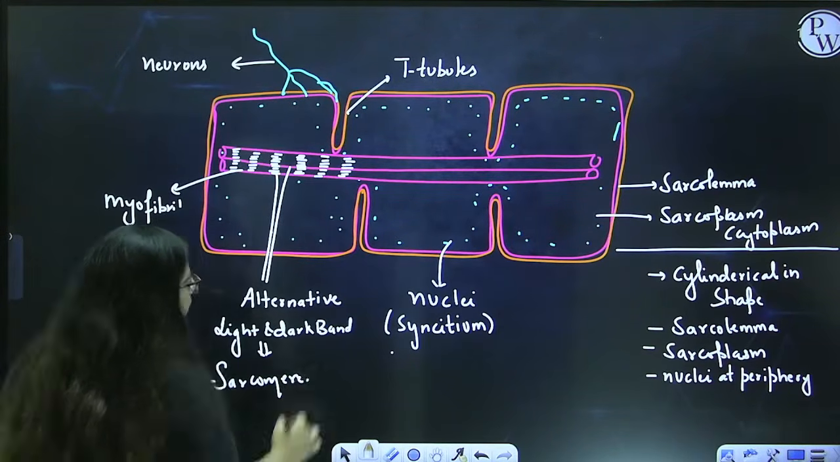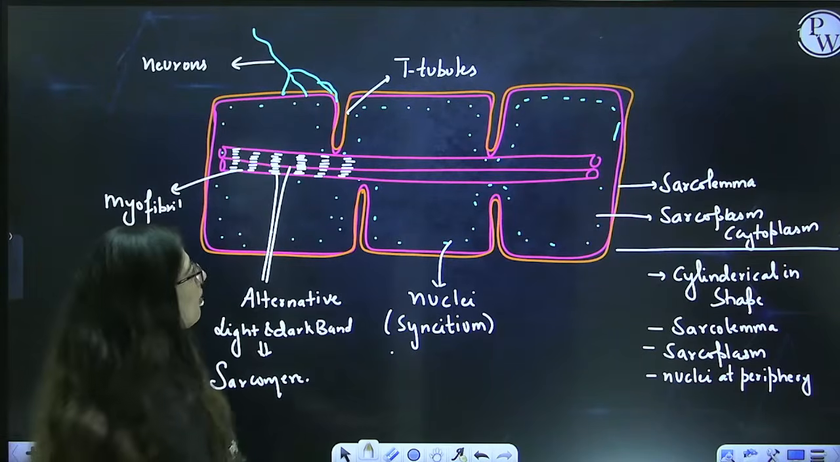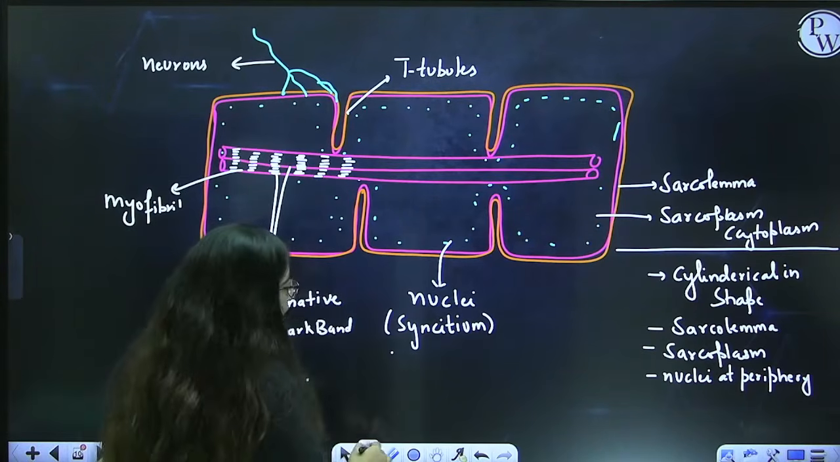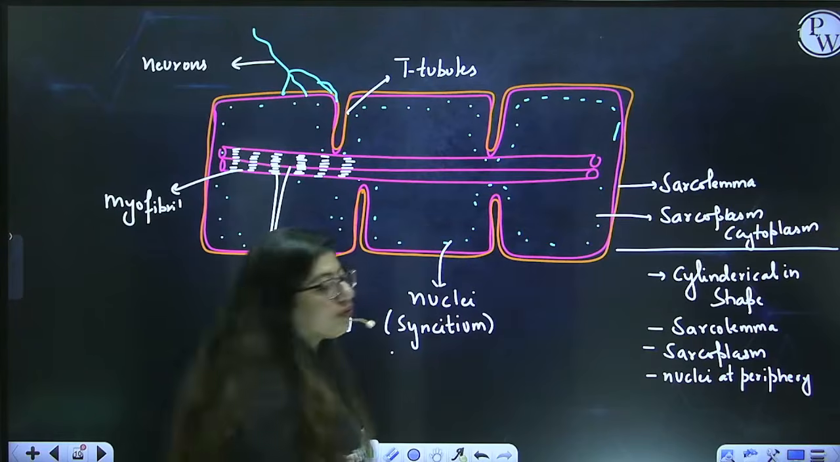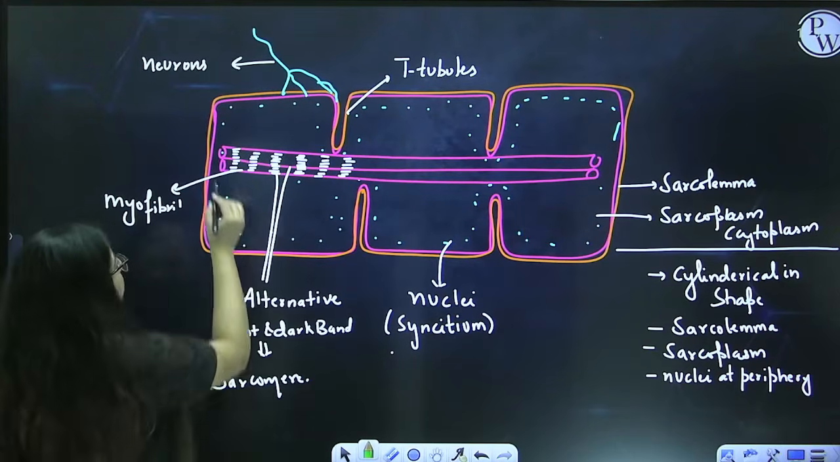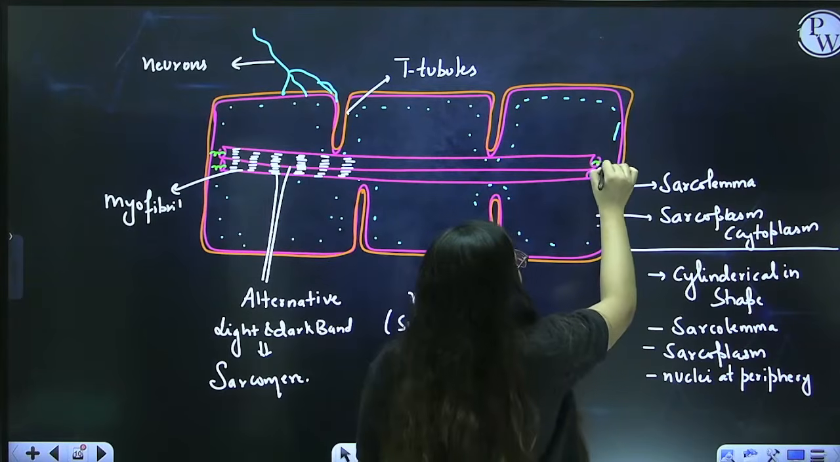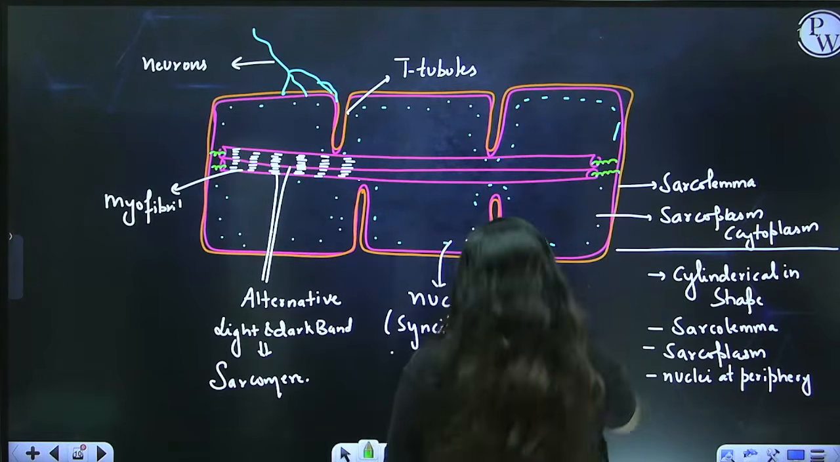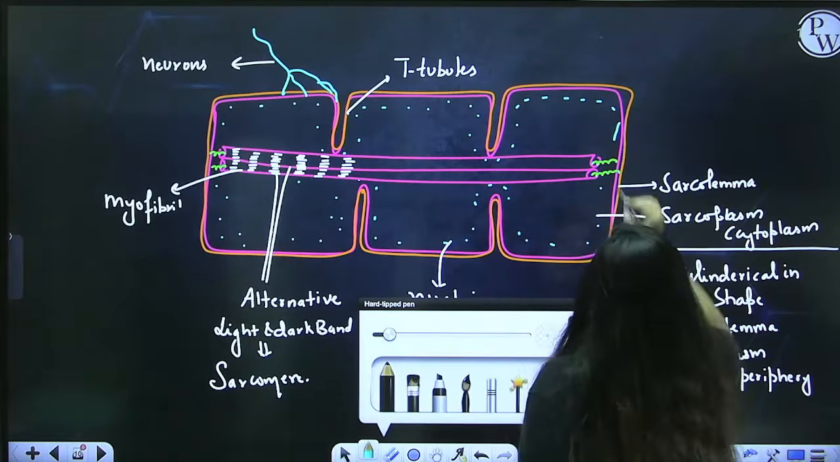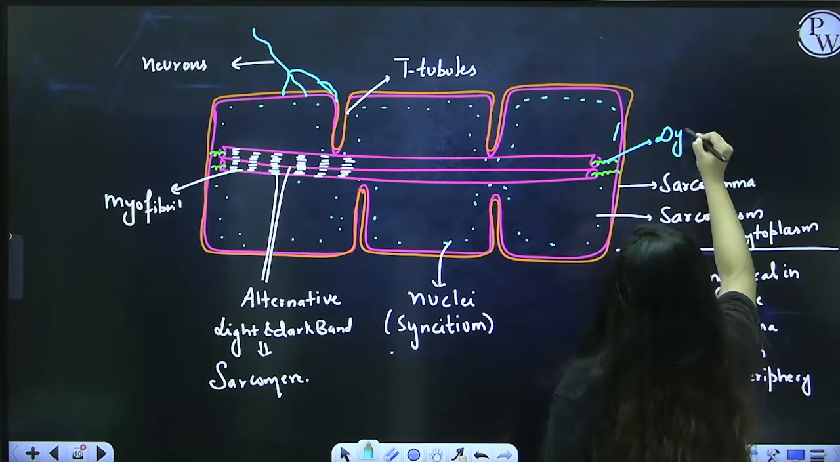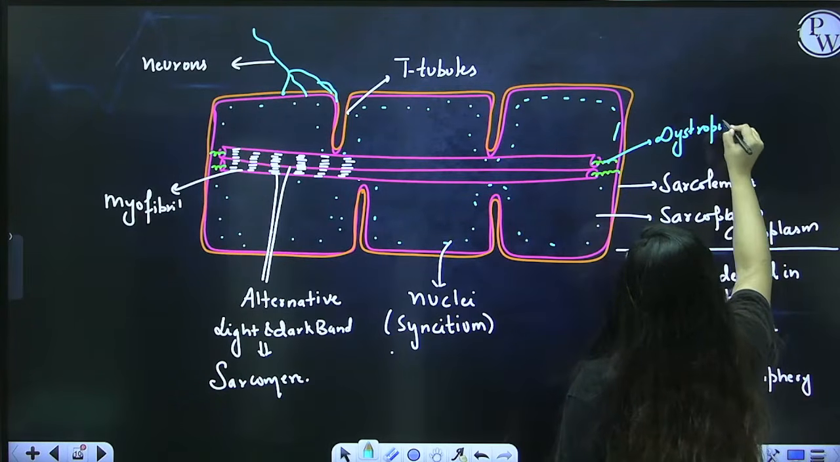What is a sarcomere? We'll talk about that very shortly. But before that, these myofibrils can also move from their position. To hold them in position, there is one protein which joins the myofibril to the sarcolemma. The name of this protein is dystrophin.